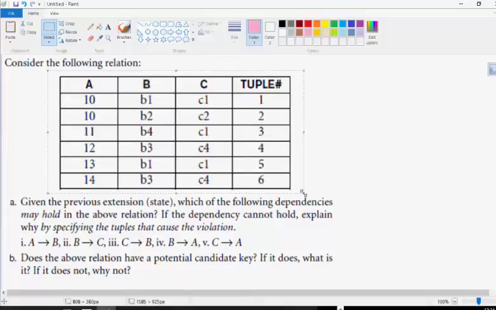And it's asking, given the current extension, so I think I told you about extension and intention, I hope you remember those two terms. Intention was the schema, extension was the data. Those are just terms that you should remember. If someone says extension, it just means the data or the set of information. So given those, which of the following may hold? The first one says A to B. Does A to B hold? Why not?